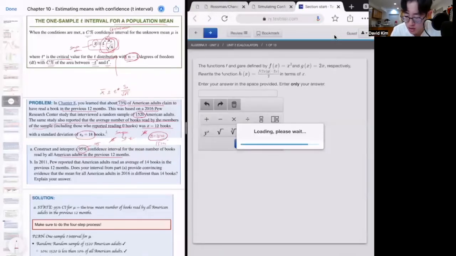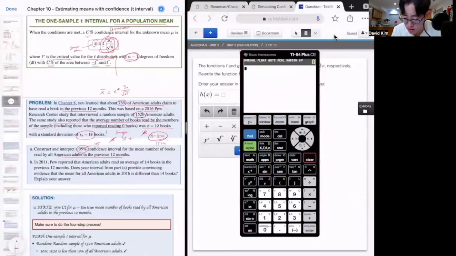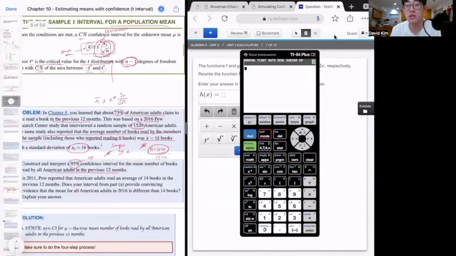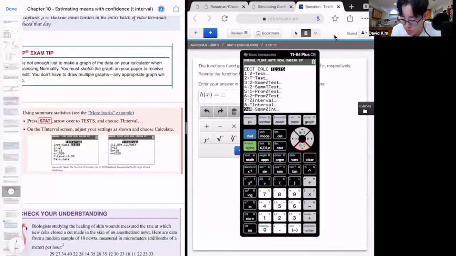So on your calculator, if you go to second VARS, there's going to be tpdf and tcdf, as you can see. Here's how we're going to do this very quickly using the calculator. So it's t interval here. When we go, we're going to be asked to input the stats because we're all given that.